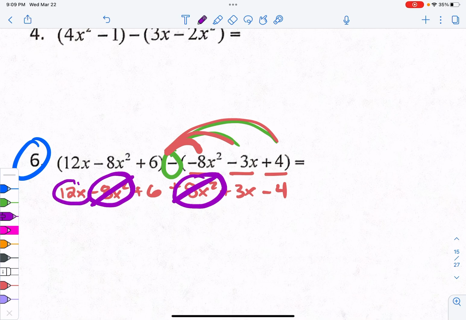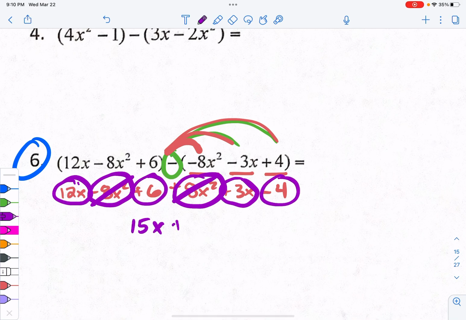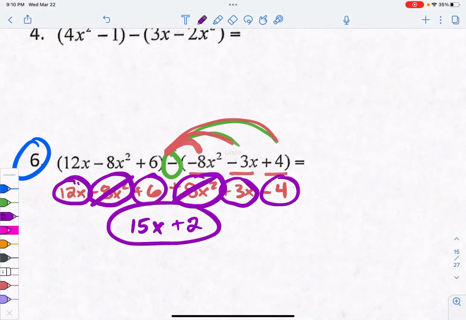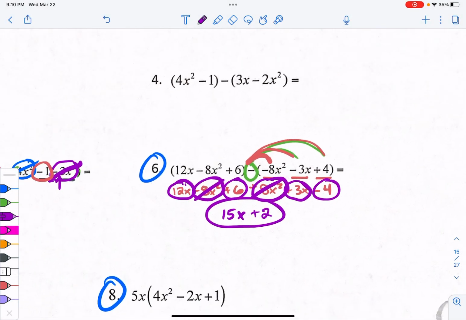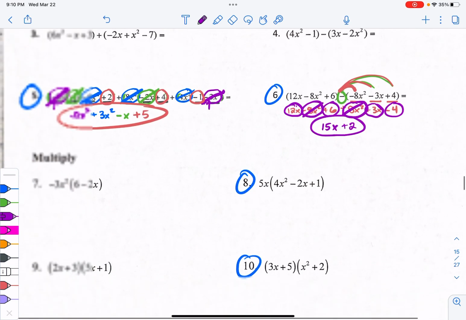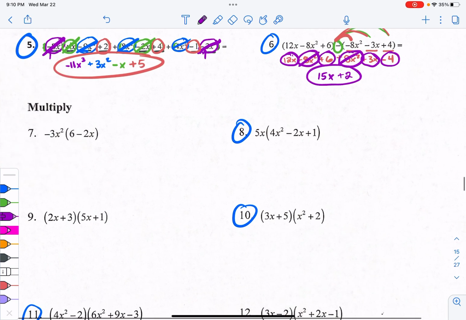Then we move on to 12x and then plus 3x, so that's going to be 15x, and then I have 6 minus 4 will be plus 2. So that one simplified kind of nice at the end because everything canceled out. Okay, so that was 5 and 6. That was adding and subtracting. Okay, now we're going to go down to multiplying.